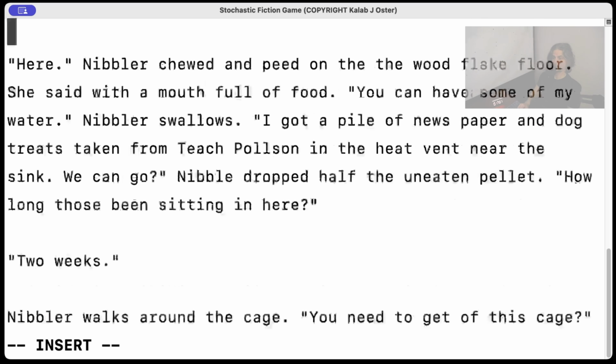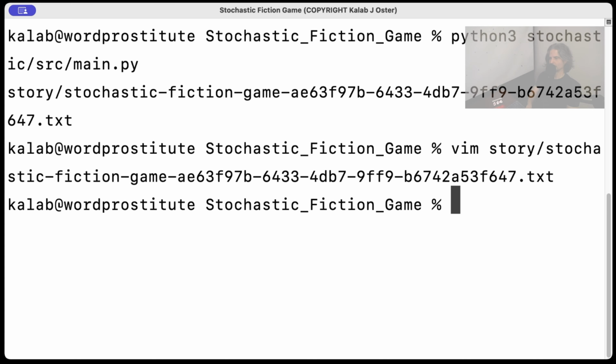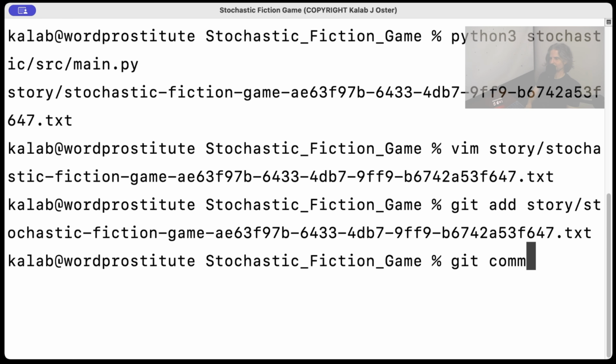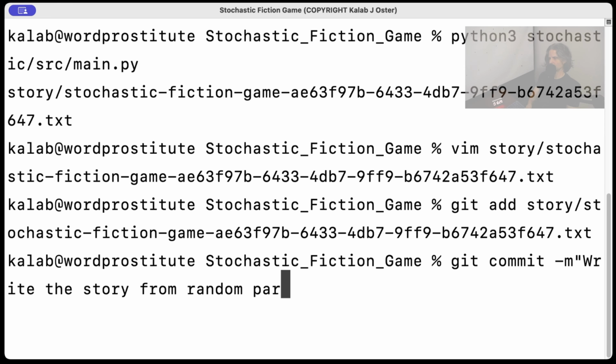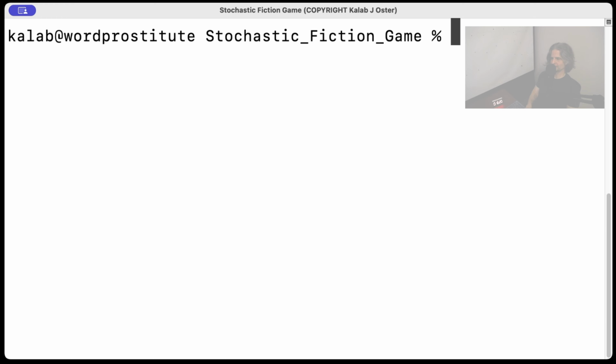Well, on the rating of 1 to 4, I think I like that story. I'm going to be easy on myself today. I don't think I need to rewrite it. I would need to edit it, make it smell a little bit better. But I think a 4 for today's stochastic fiction game. And with the game being done, let's go ahead and save the time and save the completion of it. Write the story. And that was the stochastic fiction game for today.